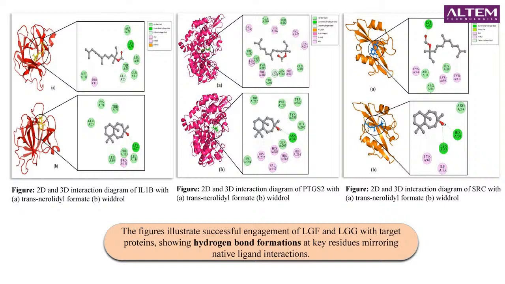This slide shows the figures of the docking results, and the figures indicate that PTGS2 exhibits the highest number of ligand interactions. Similarly, the figure also revealed that SRC protein forms the highest number of H bonds, and these interactions are all consistent with the binding patterns observed in the native ligand.